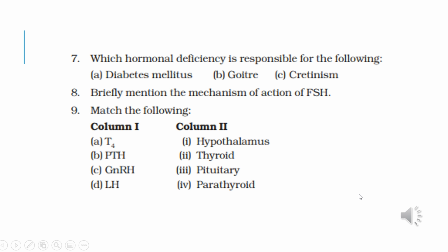So seventh question is, which hormonal deficiency is responsible for the following? First is diabetes mellitus, hormone is insulin. Then goiter, for goiter, thyroxine hormone and triiodothyronine is responsible. And cretinism, for cretinism, thyroxine and triiodothyronine is responsible.